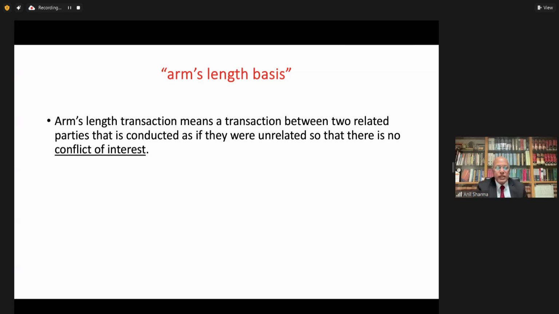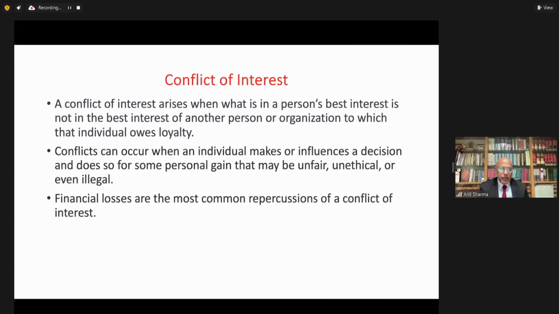So this new term which has been brought in is conflict of interest. What is conflict of interest? Again, very interesting. There is no specific definition to it. But if you look at some literature on this topic, you will find that conflict of interest has been defined in very varied manners. First, it says that conflict of interest arises when what is in a person's best interest is not in the best interest of another person or organization to which that individual owes loyalty. So if that transaction happens, it is going to be in favor of that person and is going to harm the other person or the organization to which that individual otherwise owes loyalty. That's a very interesting way of defining conflict of interest.